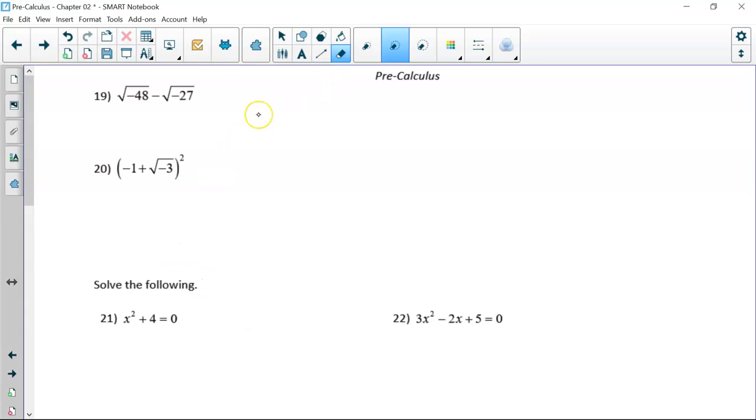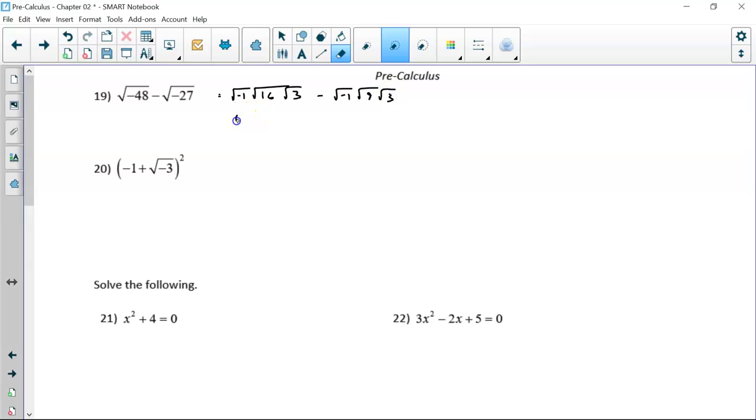On the next page, we're subtracting these. So what we're going to do is clean this up. We can't combine them because they don't have the same radicand. There's not the same number underneath the radical. But the square root of negative 48 is the square root of negative 1, the square root of 16, and the square root of 3, minus, now the square root of negative 27 is the square root of negative 1, the square root of 9, and the square root of 3.